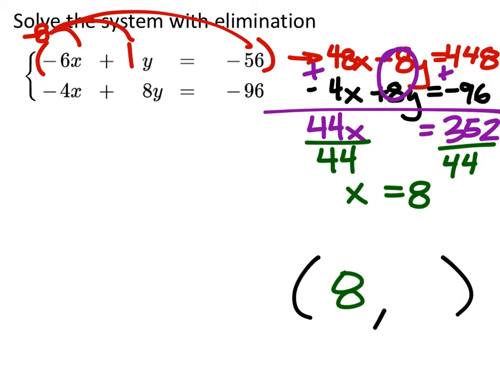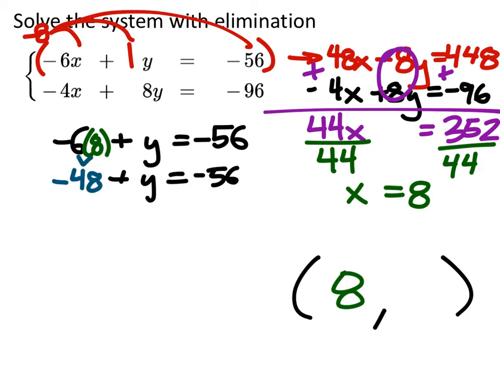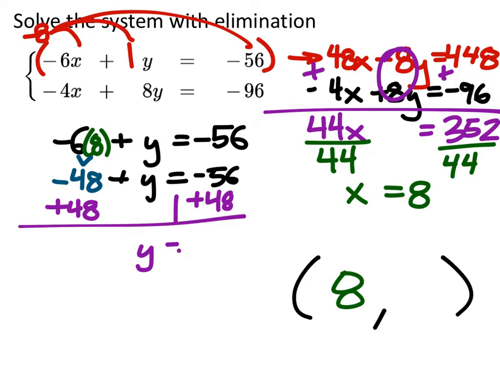Now we've got to choose which equation we want to use to solve for y, right? And we'll replace x in that equation with 8 because, well, right now we think it's 8, right? And we'll multiply those out. And then we'll add the 48 to both sides. That's just going to give us the y by itself anyways, which is pretty nice. So I've got y equals negative 8.